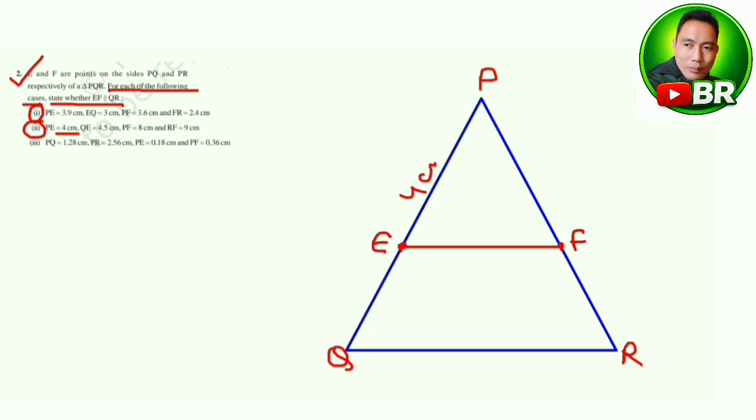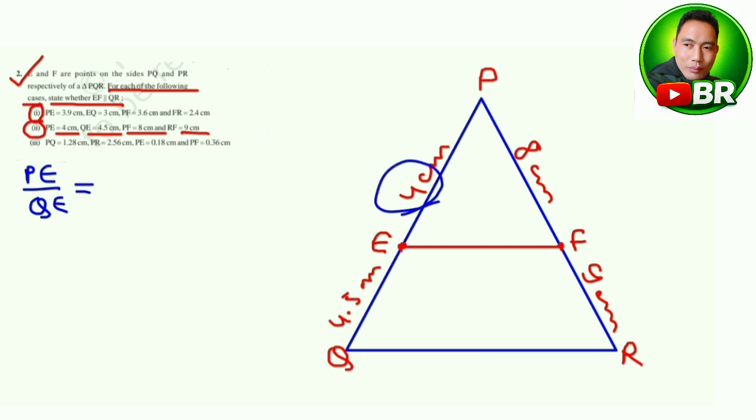4 centimeter and QE or EQ is 4.5 centimeter, and PF is 8 centimeter. Similarly, RF or FR is 9 centimeter. Now, let's find the ratio of side PQ, and we can write PE by QE.